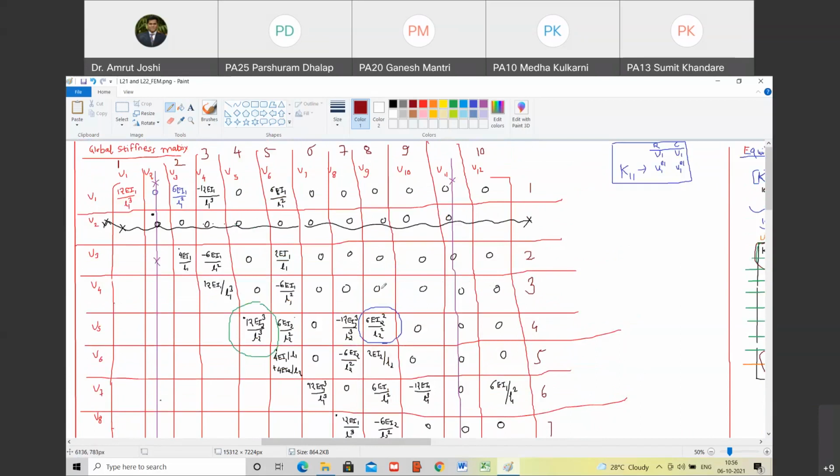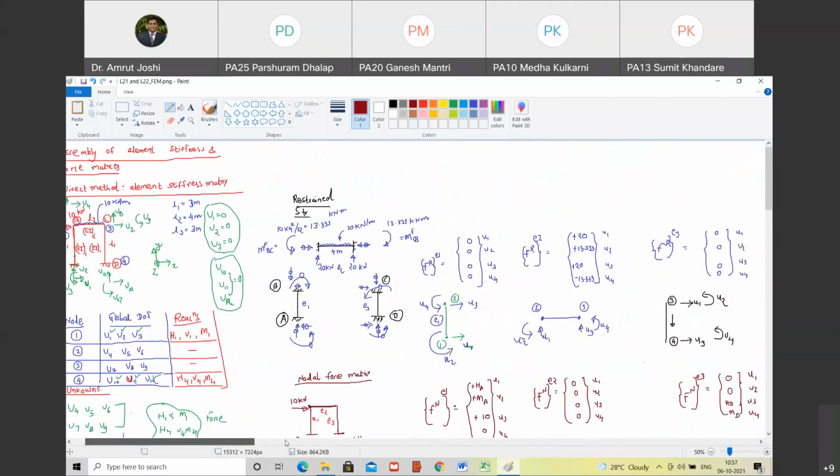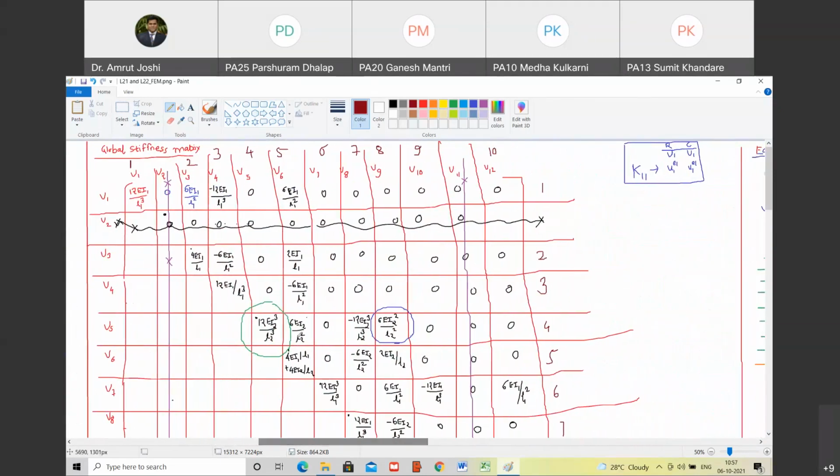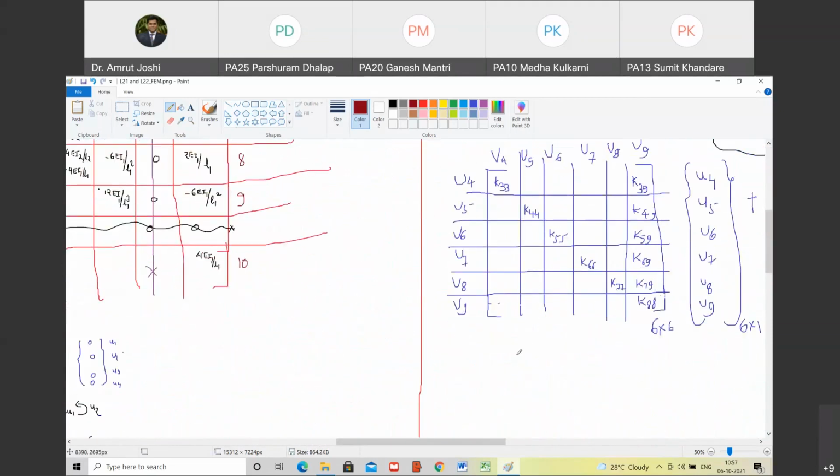Yes, sir. Now tell me what is K33. So I have to look for third row, third column. So what is the value of K33? 12 EI1 upon L1 cube. What is L1? L1 we have already written down as 3. Are you with me? Yes, sir. So it is 12 EI1 upon 3 cube. Do you agree with me? Yes, sir. So what is the first element here? 12 EI1 upon 3 cube. Happy?